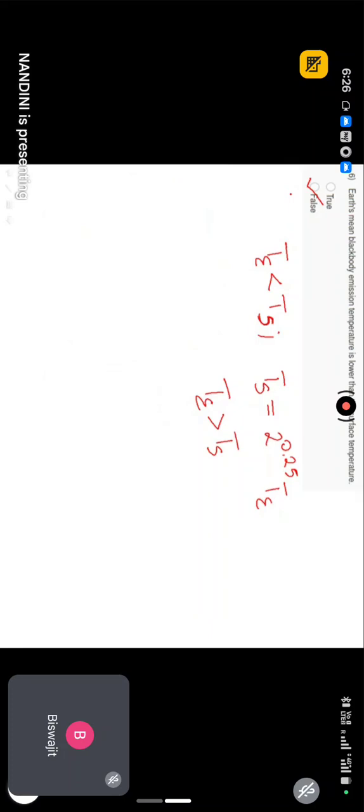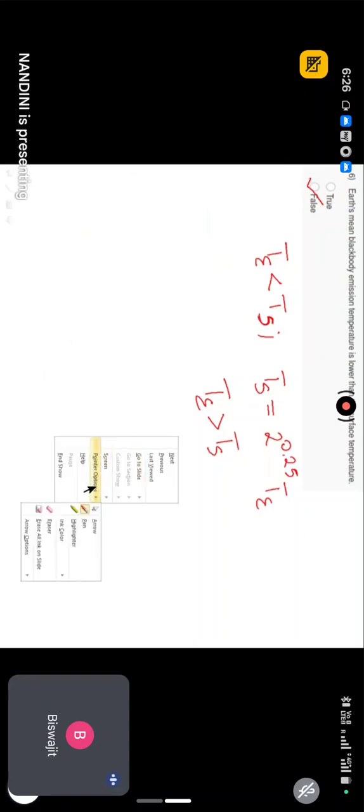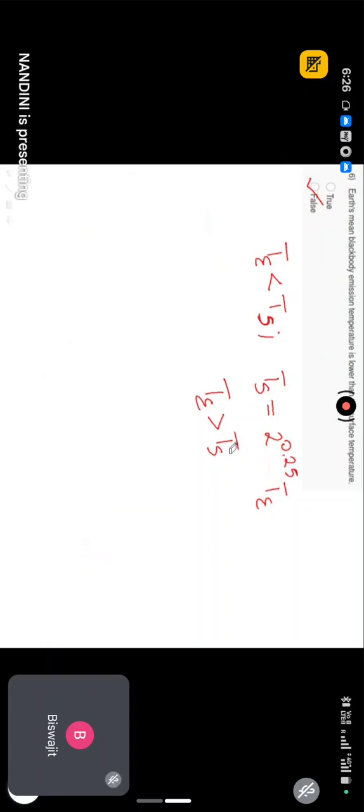Okay. Now, TS is always greater than TE. Yeah, surface temperature is always greater than. Sorry? Yeah, TS is always greater than TE. So this is correct, no? Okay.